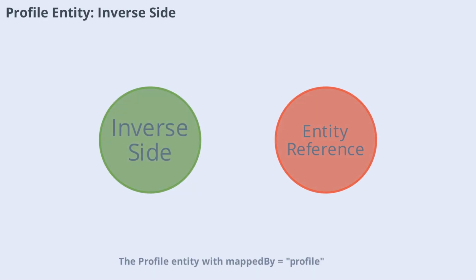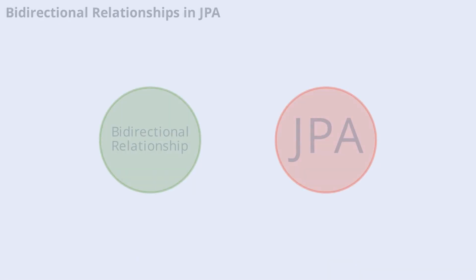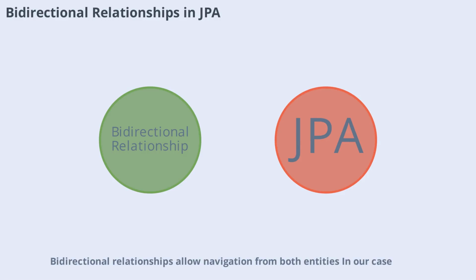The profile entity, with mappedBy = "profile", is the inverse side of the relationship. It references the user entity but doesn't control the foreign key. This setup ensures that only one side, the user, manages the association, preventing conflicts and making the relationship easier to maintain. Bidirectional relationships allow navigation from both entities. In our case, you can access a user's profile from the user entity and find the user from the profile entity.